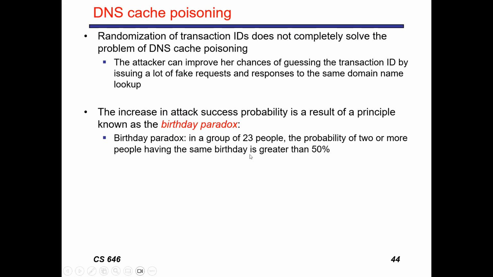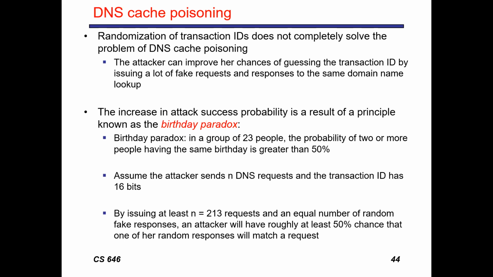So, if with 23 people there is a 50% chance that two or more of them share a birthday, then what about the QD ID? What are the chances, and how many times do we have to send messages to have a 50% chance of getting the QD ID? Well, in a 16-bit transaction ID, if you issue 2^13 requests and responses, there is more than a 50% chance that you will be able to guess the correct QD ID. And 2^13 is nothing. These can be sent very quickly.